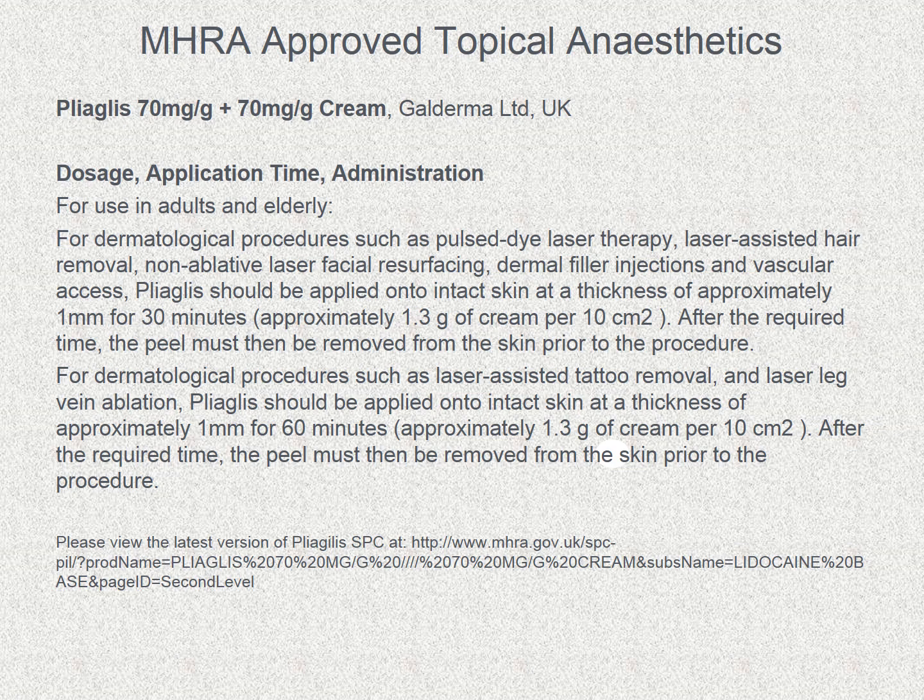So not too dissimilar. The interesting thing about Pliagilis is that it forms a kind of peel, a film rather, over the surface of the skin, which would then be peeled off and removed in that manner. And so we can see in the SPC that it references a peel. That's because it's a film forming formulation.